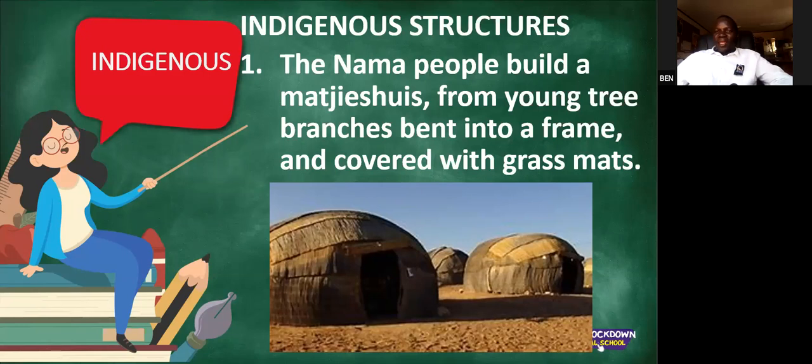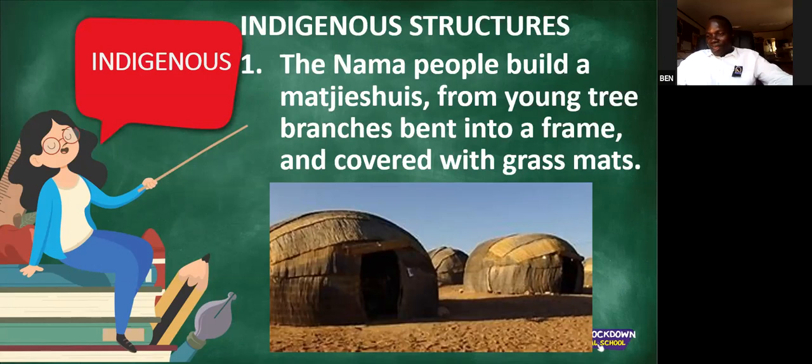Now, in the next slide, you will see the three types of houses. Yes, you see the three types of houses. The first house on top left is the iguqa. Then we've got the rondavel on the right-hand side, the one painted with light green. Then we have the matjieshuis, that is the one at the bottom.